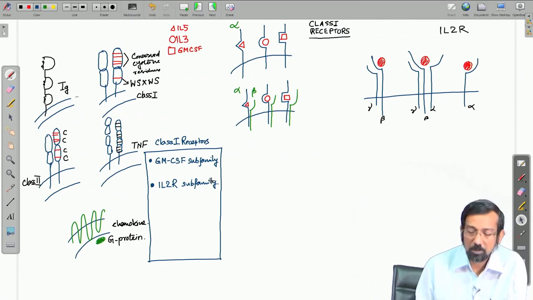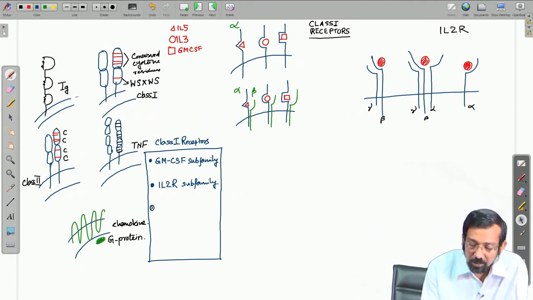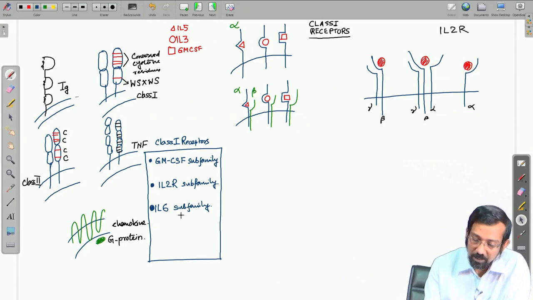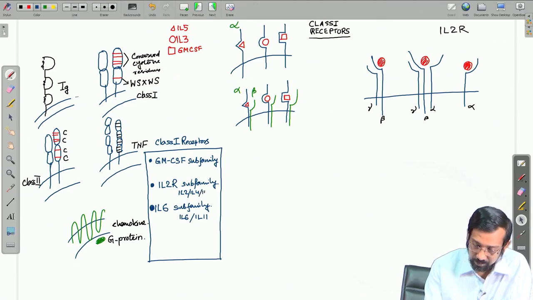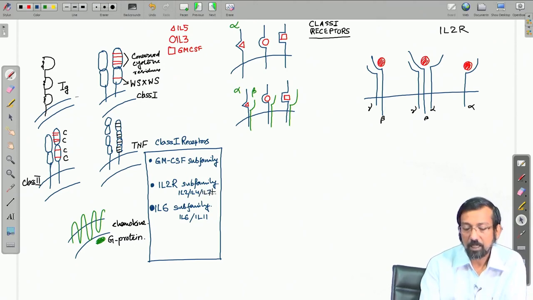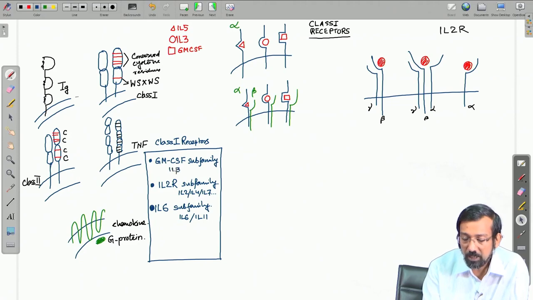So, interleukin 2 receptor subfamily, and also the IL-6 receptor, the interleukin 6 subfamily of receptors, and they can also bind to interleukin 6 or interleukin 11. This subfamily can bind to interleukin 2, interleukin 4, IL-7. So, it can bind to many. This can bind to IL-3, IL-5 as well as GM-CSF.